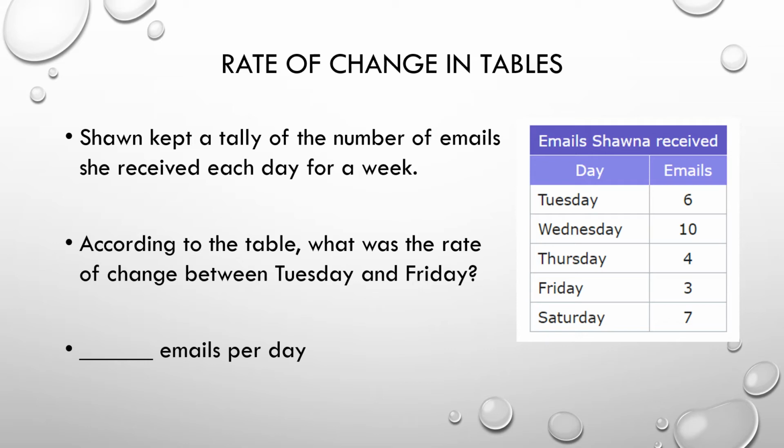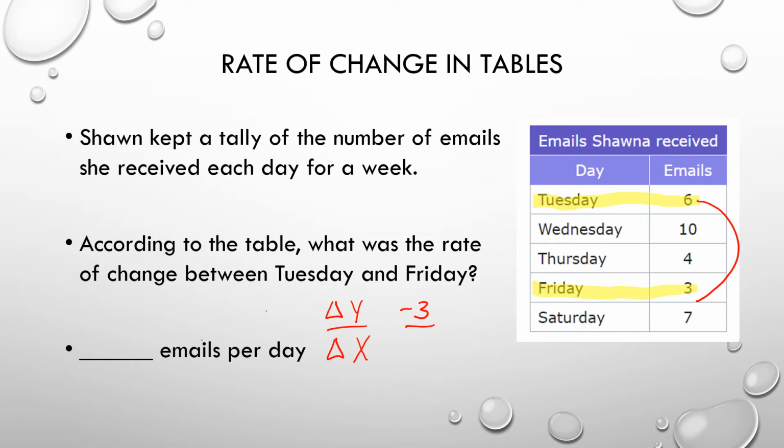Sean kept a tally of the number of emails she received each day for a week. According to the table, what was the rate of change between Tuesday and Friday? So we're comparing Tuesday and Friday. We're going to do our change in y over our change in x. So it went from 6 to 3. So that went down 3.